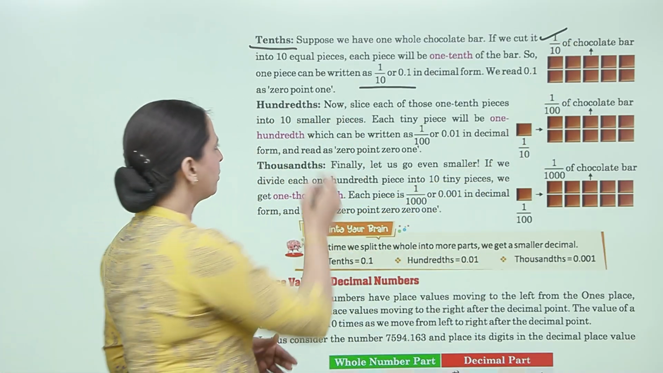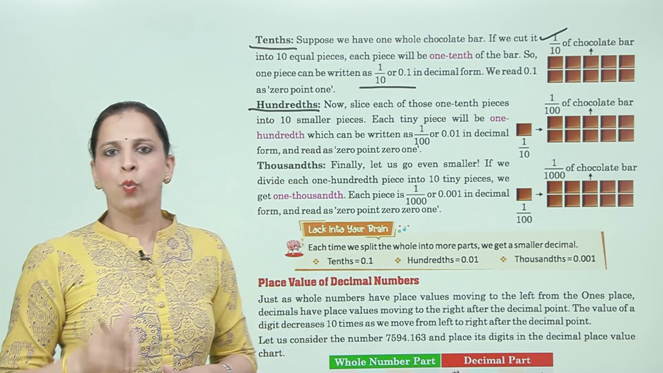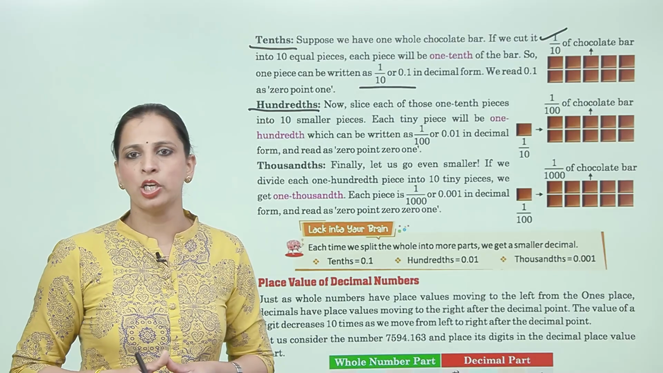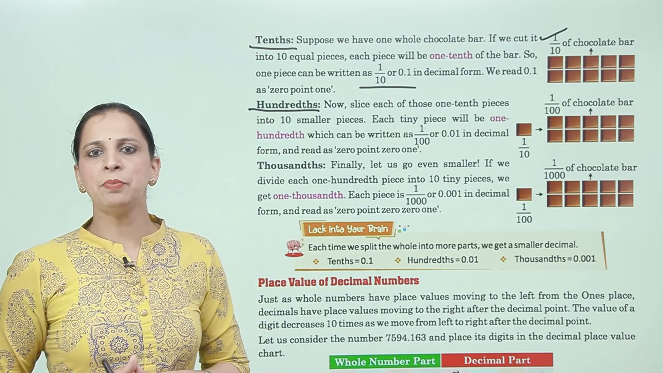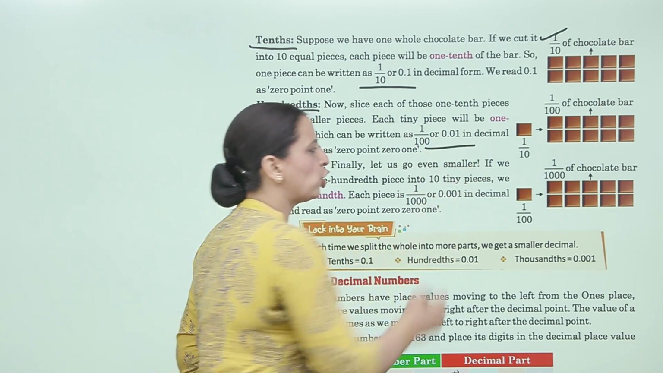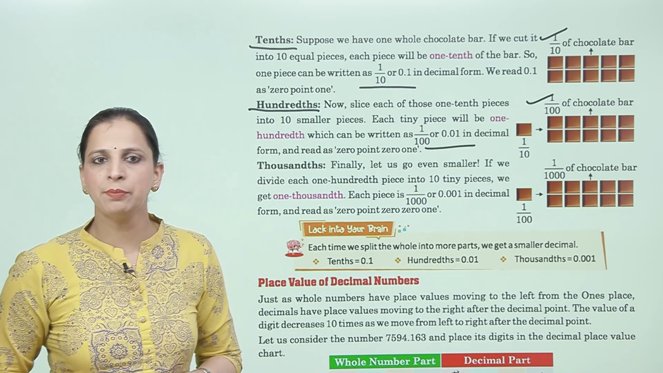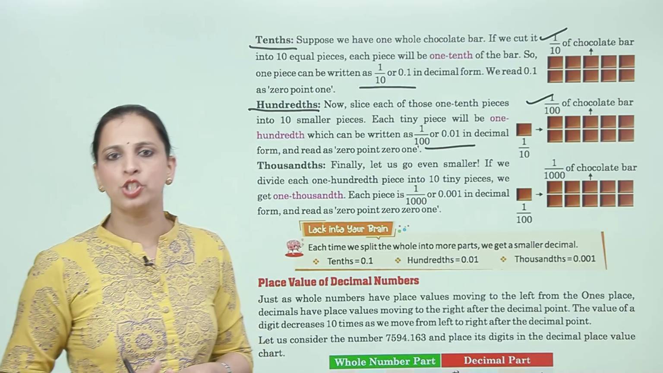Now, hundredths. Slice each of those 1/10th pieces into 10 smaller pieces. Each tiny piece will be a hundredth, which can be written as 1 by 100 or 0.01 in decimal form and read as 0.01.